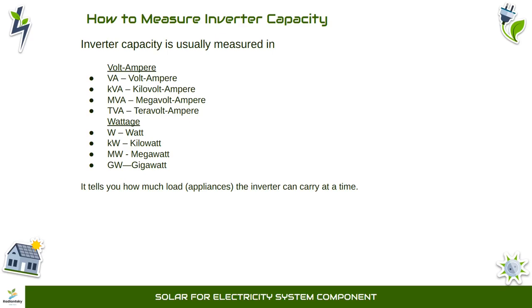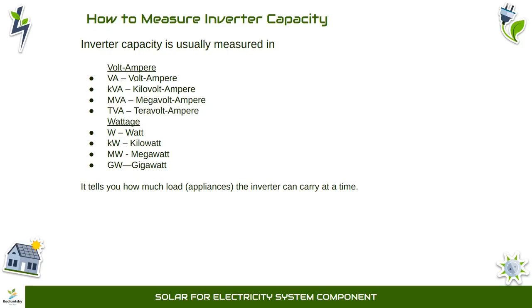If you have an inverter rated 1000 watts and you are powering a one-bedroom apartment, it's telling you that all the load in that house should not exceed 1000 watts. If it exceeds 1000 watts, the inverter is not going to be able to power it. You need to go for a higher wattage.